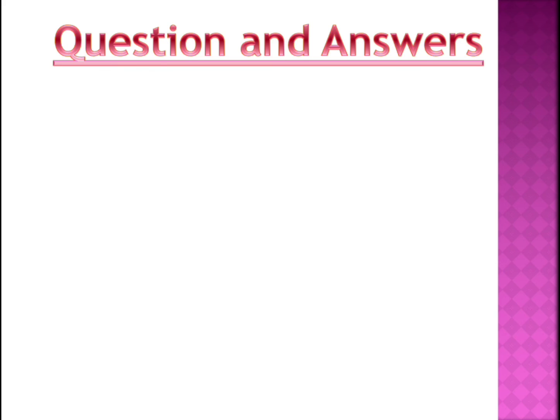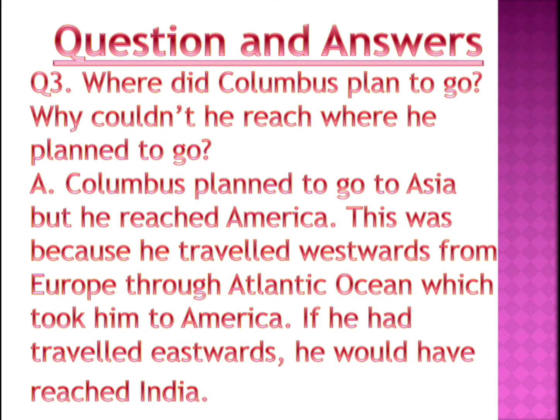Okay, coming to your question answers. Where did Columbus plan to go? Where did he plan to go? He was finding the sea route to Asia, to India, isn't it? But where did he reach? To America. And why did that happen? Because instead of going towards the east, he sailed towards the west, went through the Atlantic Ocean and reached America. Okay, so write this answer in your classwork and please learn it, children.